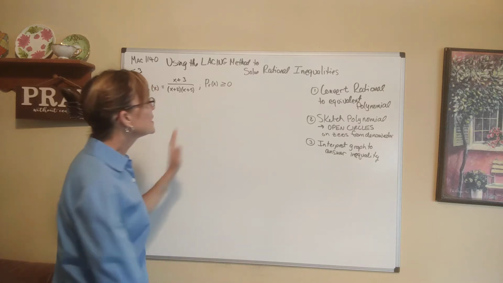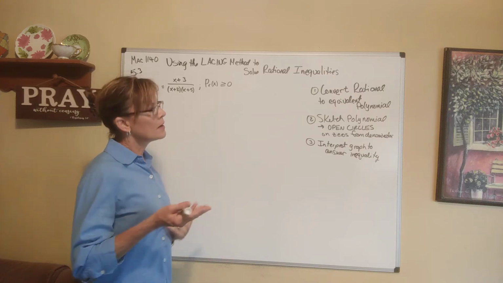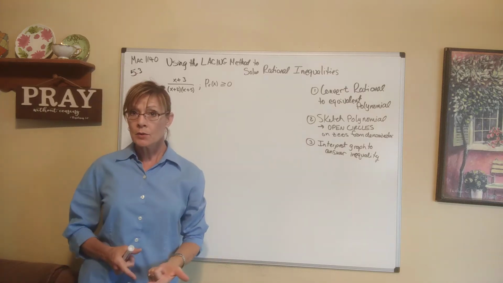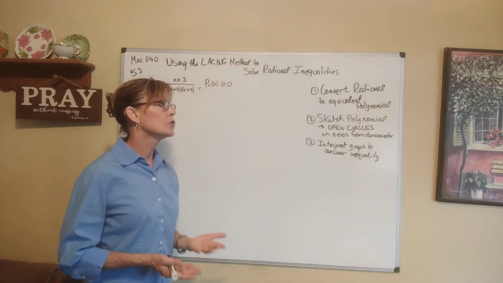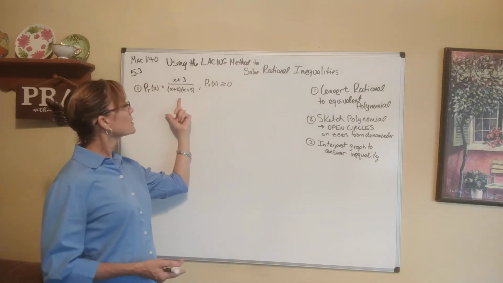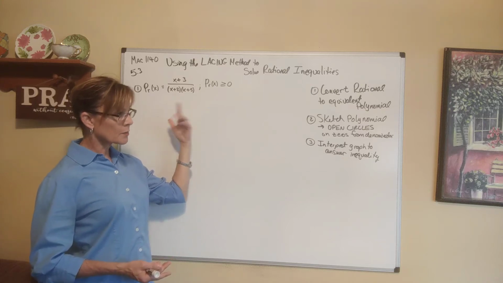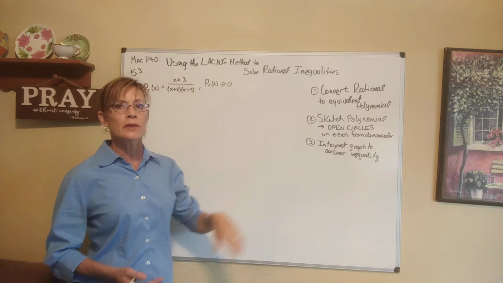So here we go. These are the general steps. Number one, we're going to convert our rational function into an equivalent polynomial. Then we're going to sketch the polynomial, and we're going to be careful to put open circles on any of the zeros that we got from the denominator. And then we're going to interpret the graph to answer the inequality. I'll explain this a little more as we go through the example.